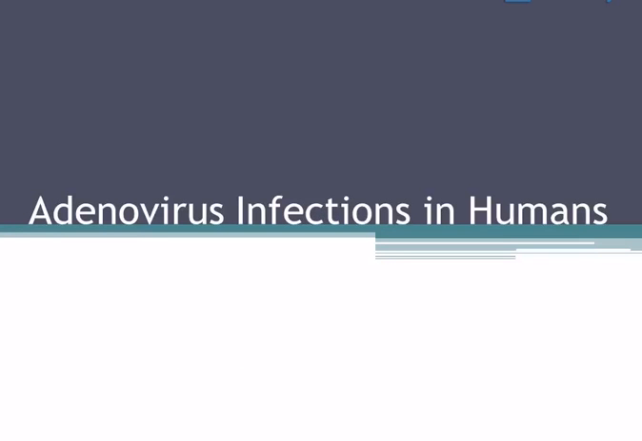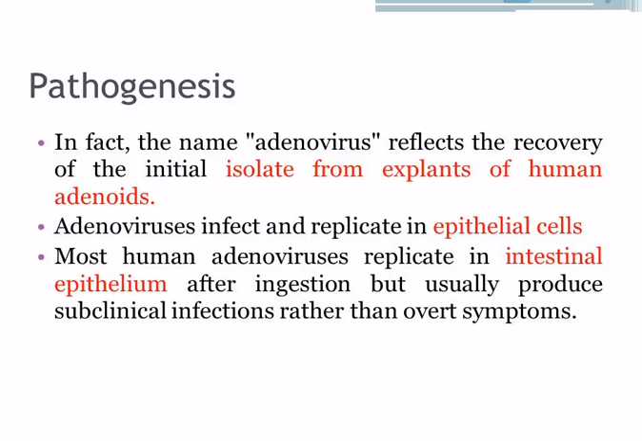Adenovirus infections in humans. Pathogenesis. In fact, the name adenovirus reflects the recovery of the initial isolate from explants of human adenoids. Adenoviruses infect and replicate in epithelial cells. Most human adenoviruses replicate in intestinal epithelium after ingestion but usually produce subclinical infections rather than overt symptoms.